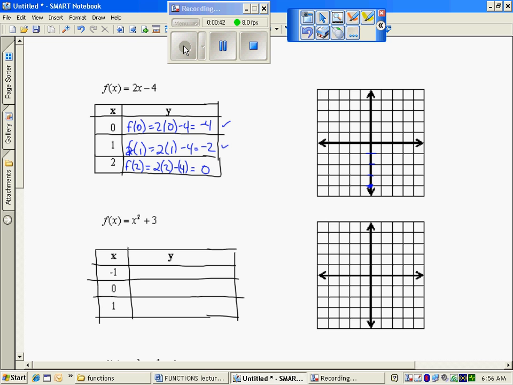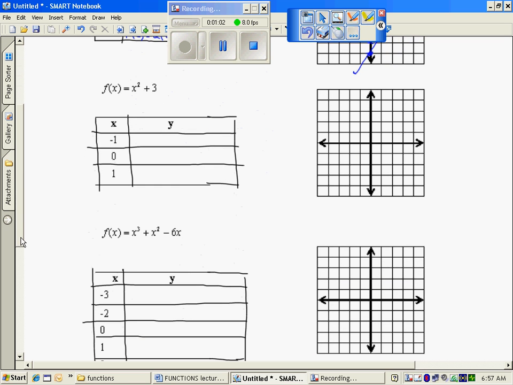Plotting the first point. Plotting the second point, which has an ordered pair of 1, negative 2: 1 in the x, 2 in the y. And the third ordered pair, an input of 2, produces an output of 0: 2 in the x, 0 in the y. Again, I have this line, a linear function, if I was to continue to plot points. This function is going to look a little bit different.